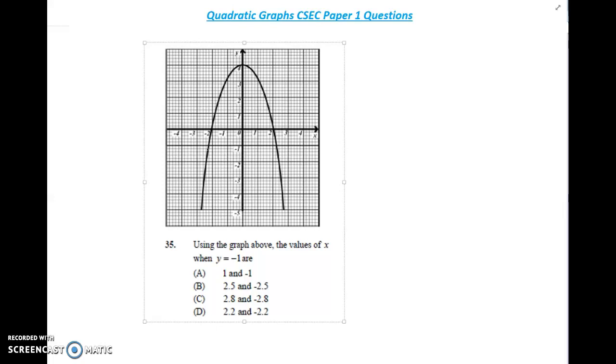Now, honestly speaking, if you were having trouble even reading the scale, look at your options. You know it's not 1 and negative 1, right? Because where they cut on both sides is past 1 and negative 1, right? And 2.5 and 2.8. 2.5 is going to be in the middle here. 2.8 is going to be closer to the 3. Sorry, negative 2.8 comes closer to the negative 3. 2.8 is going to be closer to the 3 here, right? So that could tell you that the answer is D, 2.1 and negative 2.1.